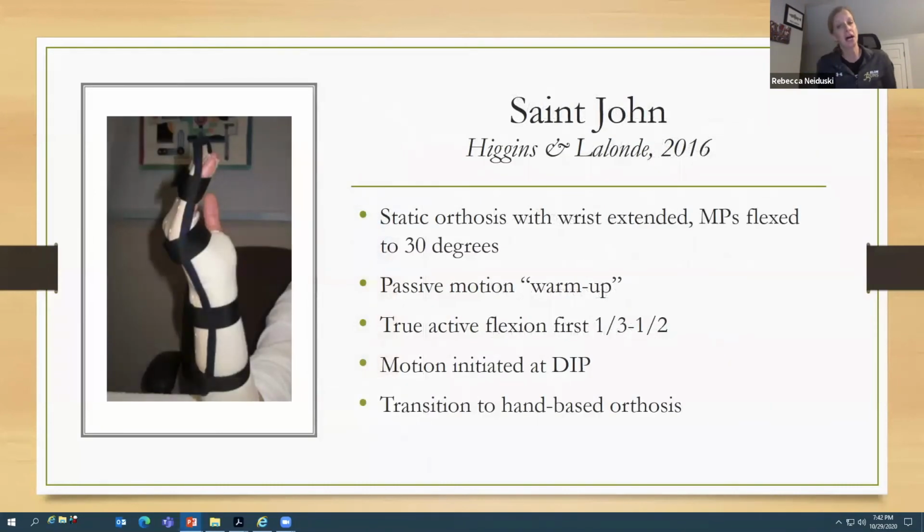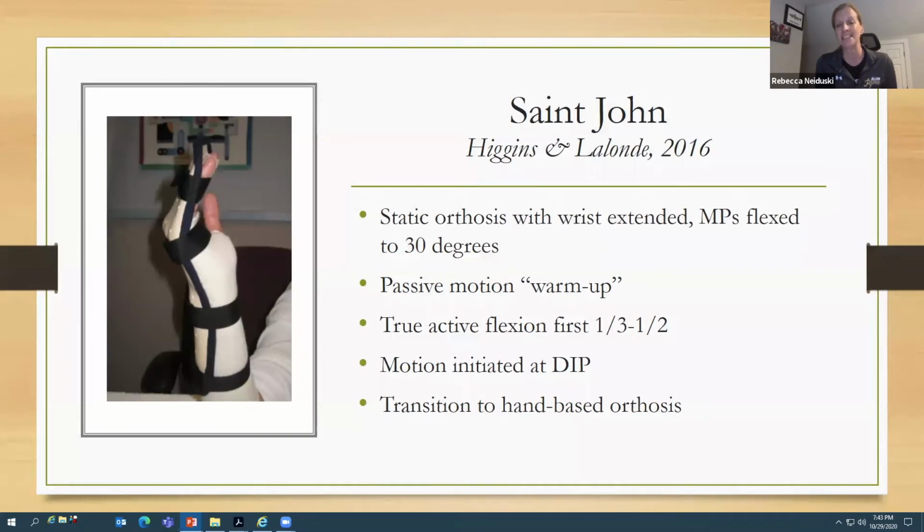And then Dr. Lalonde, with his therapist Amanda Higgins, published the St. John Protocol, which is an open source journal, which is great because anybody on this webinar tonight can get this article completely open source. You can download the whole article without having to have any journal subscription. The St. John Protocol is a static orthosis with the wrist extended. So the patient's in a static wrist extension splint with the MPs flexed to about 30 degrees. This protocol includes a passive motion warm-up. We know that that original Duran's passive protected extension is one of the only early exercises that produces distal glide of the tendon.